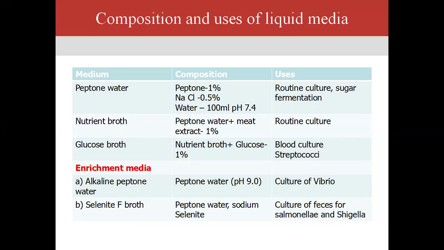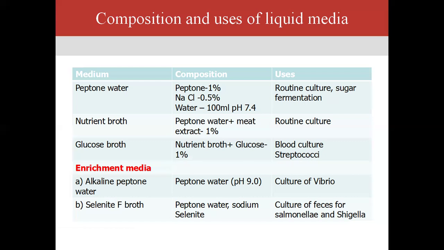Next, nutrient broth. To the peptone water, add meat extract, that is 1% meat extract. It is also for routine culture. Next, glucose broth. To the nutrient broth, add just 1% glucose. This is for blood culture and for growth of streptococci. So blood culture and culture of some organisms, such as streptococci.